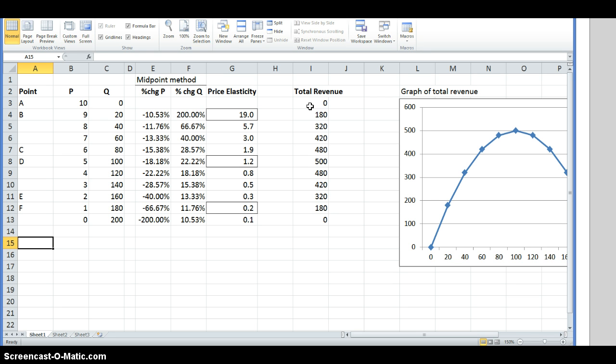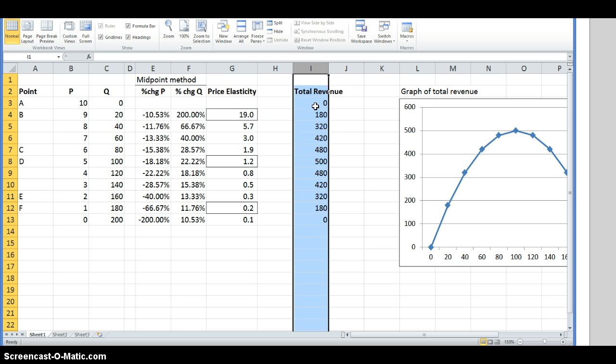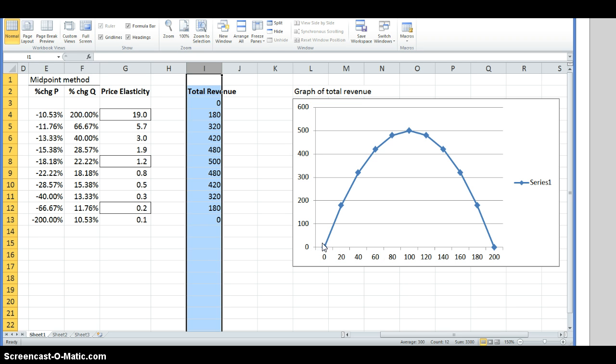Total revenue is just multiply P times Q. These are in column I here. That's just what's in your chart. If I just graph quantity and total revenue, this is what I get off to the side here. So 0 goes up to 500 at a quantity of 100, and you should recognize that as a parabola. You don't really need to know that. I just put it in there because I thought it was kind of interesting, and a lot of times total revenue curves do have this kind of shape, that there's a maximum that occurs in the middle.